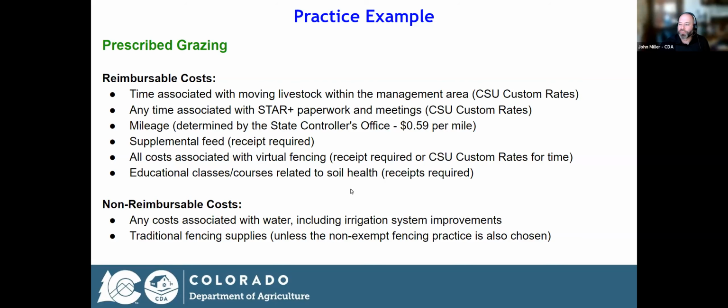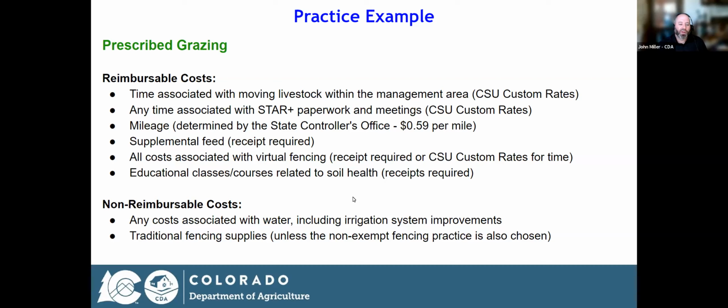And then all costs associated with virtual fencing. So if this person decided to use virtual fencing instead of hot wiring or cross fencing, then we would need a receipt for the virtual fencing materials. So the towers and collars, all that stuff could be receipts for reimbursement. And then they can use CSU custom rates for the time it takes them to implement that virtual fencing. Even putting on the collars can be pretty time consuming and things like that. And then any educational classes or courses related to soil health, and we would need a receipt for that class.